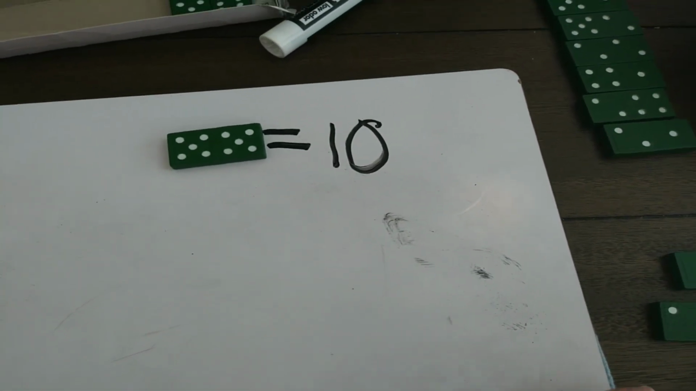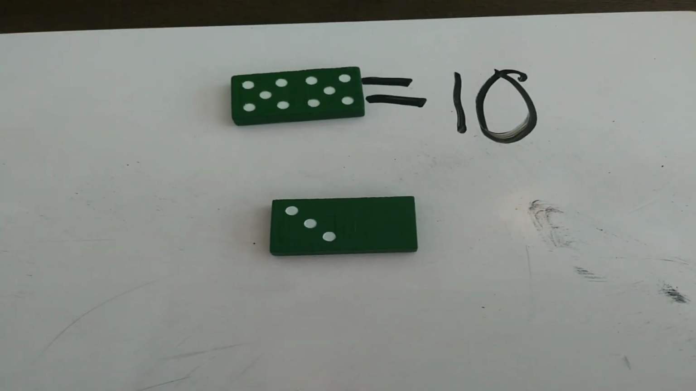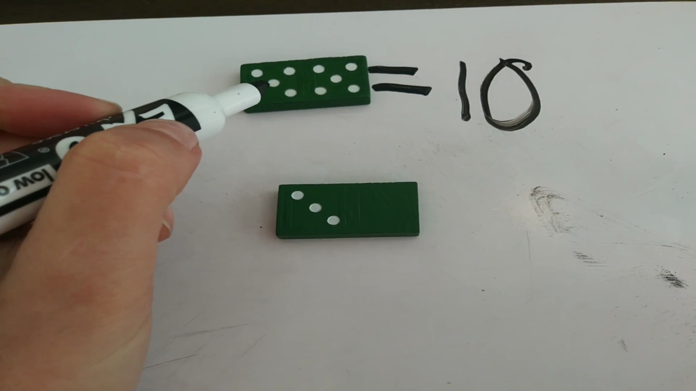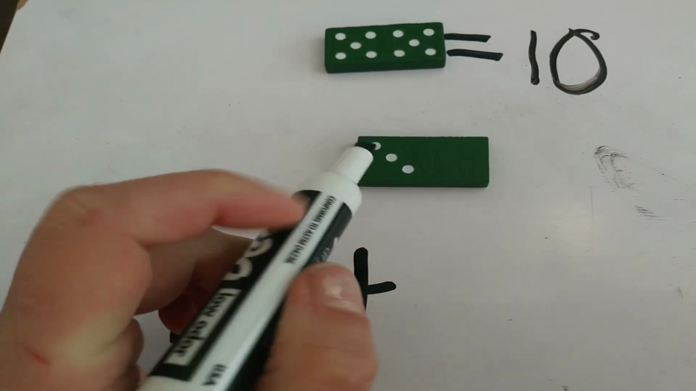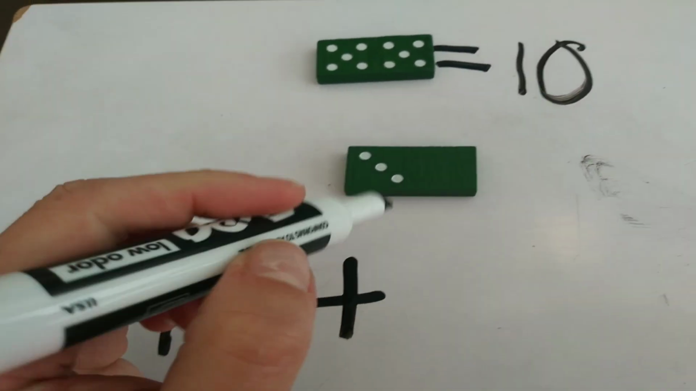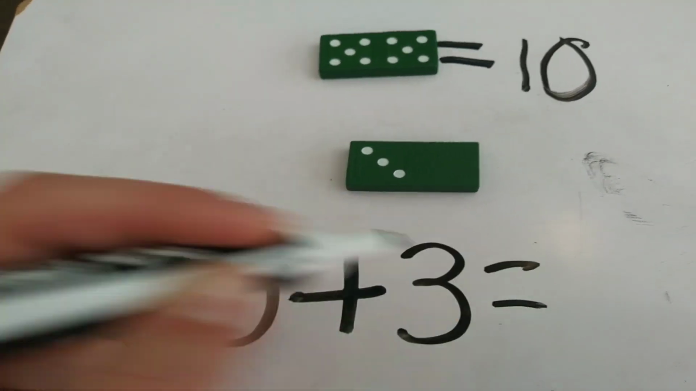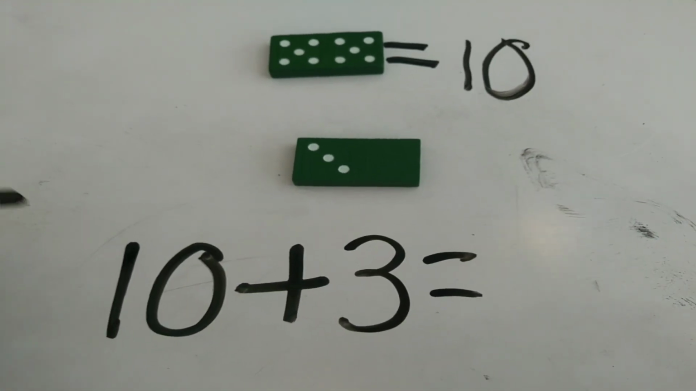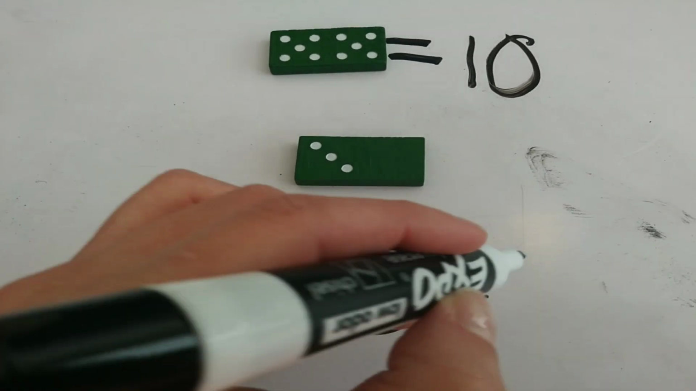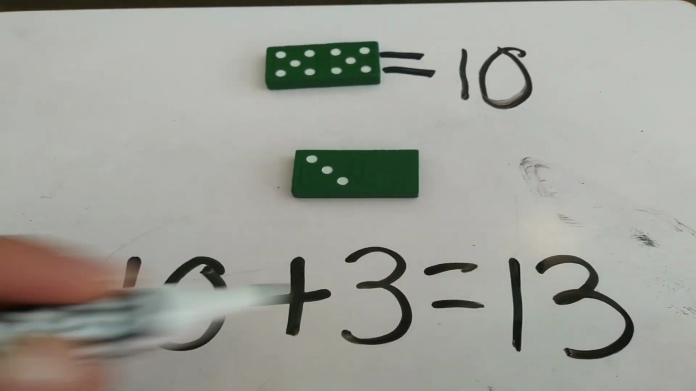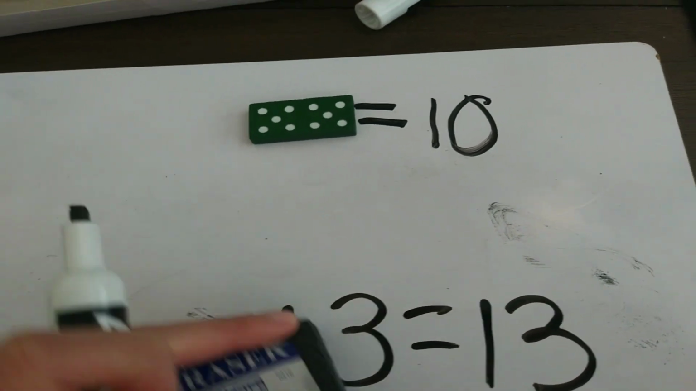Let's try another one. Let's try this one. How many dominoes do we have here? Very good. We have 10. How many in this group? 1, 2, 3. So, how many do we have in all? Remember to count up. 10, 11, 12, 13. So 10 plus 3 equals 13.